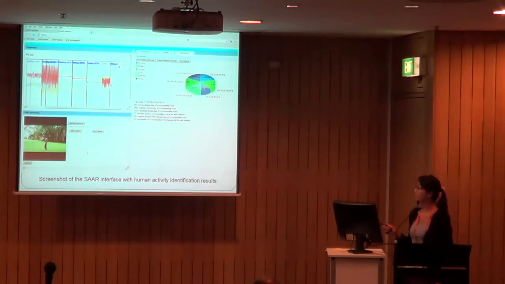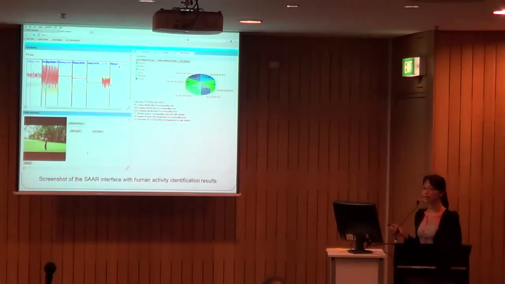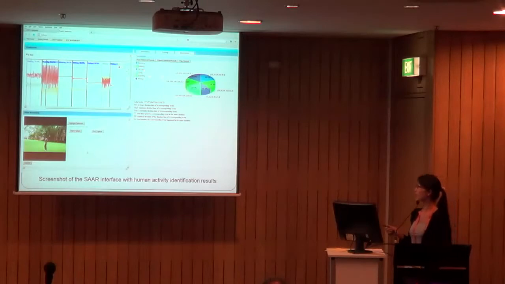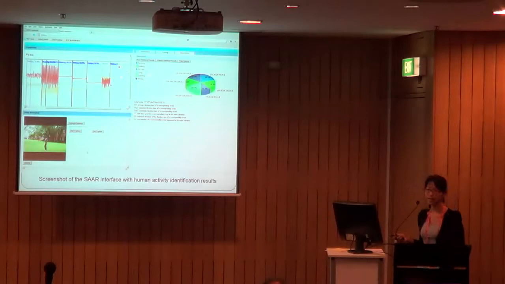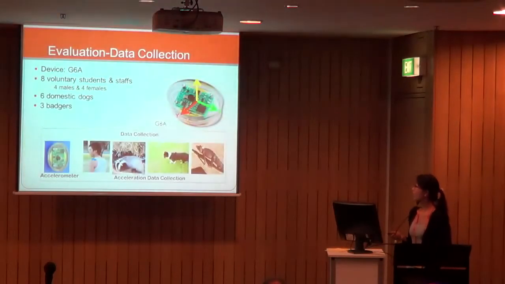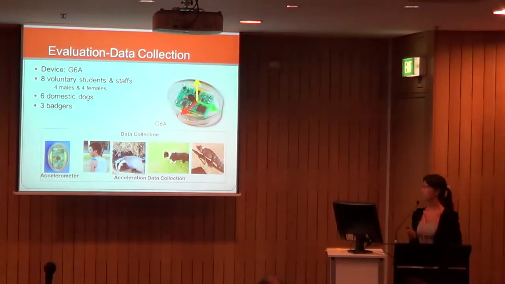This pie chart here shows the statistic analysis result. So we know that this model actually identifies 6 activities, including running, walking, sit-ups, lying, standing, and sitting. From this pie chart, we know this person, his name is Jackie, he's one of our volunteer students. He actually spent 90.5% of his time doing the running activity. And so in order to evaluate our system, we use our D6A devices, which look like this.